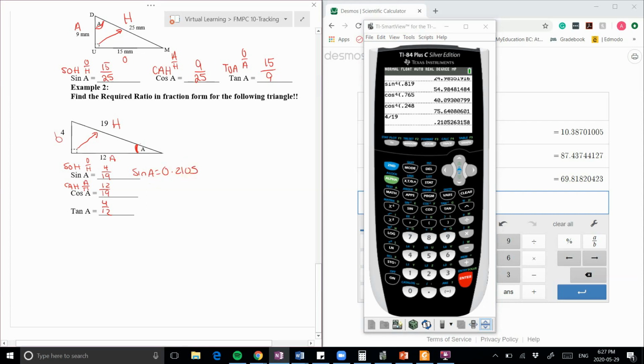And I have the whole thing saved there. So if I want to find angle A, that's my inverse function, right? So I'm going to go inverse, second function, sine. And I'm going to use my answer button, which calls up my last answer that was on my calculator. So I get 12.2. Then 12 over 19, which is my cosine.